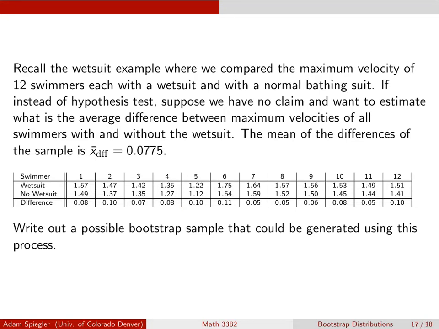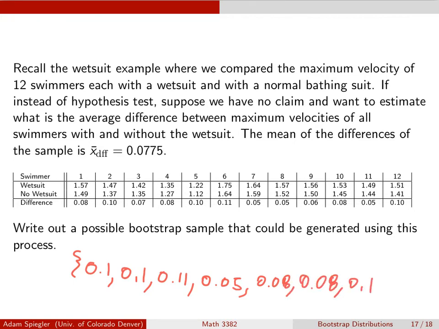So what bootstrapping would look like here: I've got 12 matched pairs, and for each of the matched pairs, I have a difference. Now I'm going to create a bootstrap sample of the differences. One possibility could be that I get 0.1, and then 0.1, and then 0.11, and then 0.05, and then 0.08, 0.08 again, 0.1, and I should repeat this until I have a total of 12 values. So I'm definitely short here, so we keep on going.